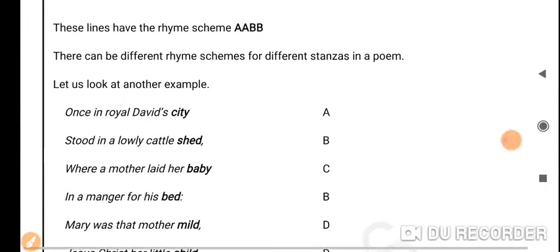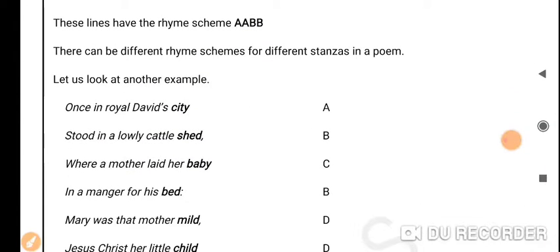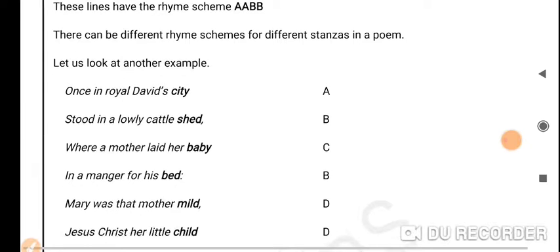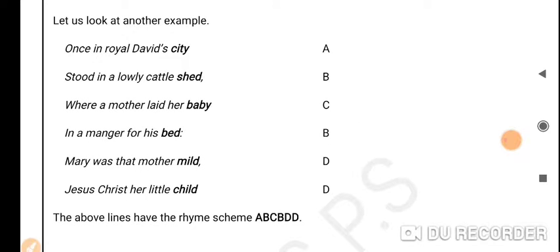Okay? So there can be different rhyme schemes for different stanzas in a poem. It cannot be the same. It can be different for different stanzas. Let's look at another example. I'll read this stanza. Once in royal David's city stood a lonely castle shed, where a mother laid her baby, a manger for his bed. Mary was that mother mild, Jesus Christ, her little child.